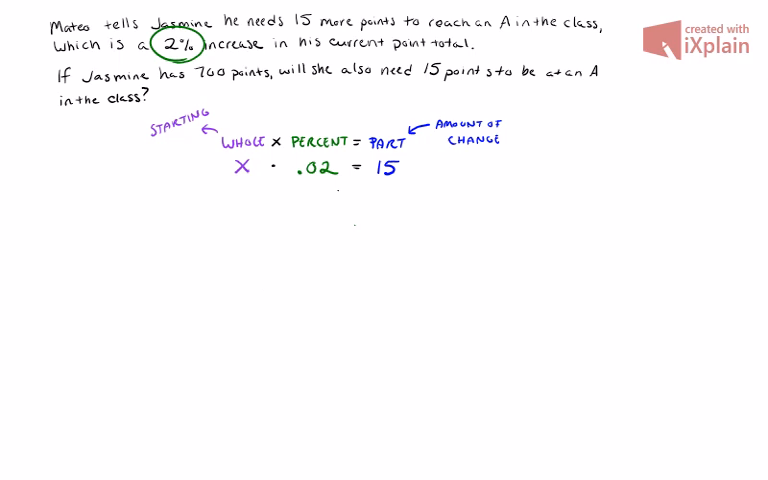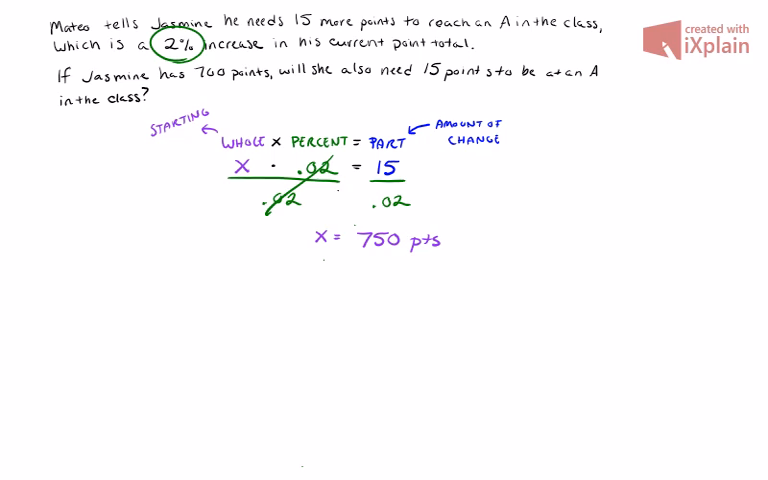So if we do this division, and sorry, I might be getting ahead of myself, we need to clear the 0.02 from the left-hand side. Notice that the 0.02 is connected with the variable through multiplication. So we want to undo it, and that's why I said division. We're going to divide both sides by 0.02. The result is going to be x equals 750 points. This is where Mateo is currently sitting with his grade.